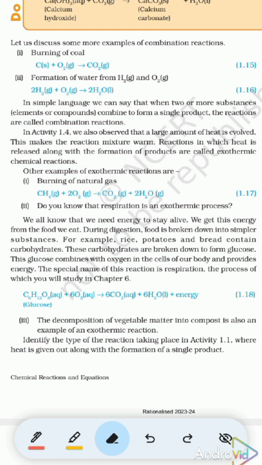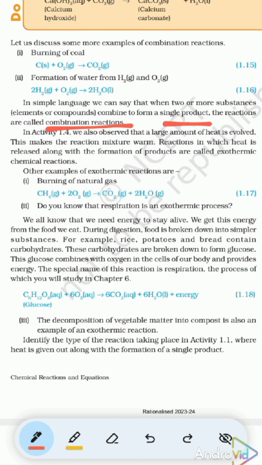So, simply we can say that when 2 or more substances, that is, either elements or compounds, react and combine to form a single product, that is, in the product side only one single product is formed, then the reactions are called combination reactions.